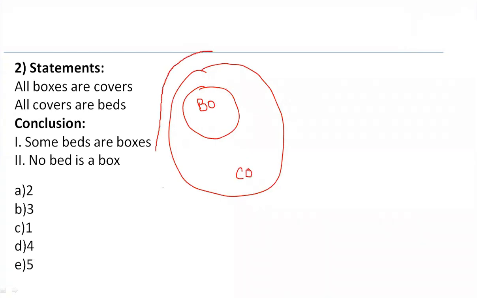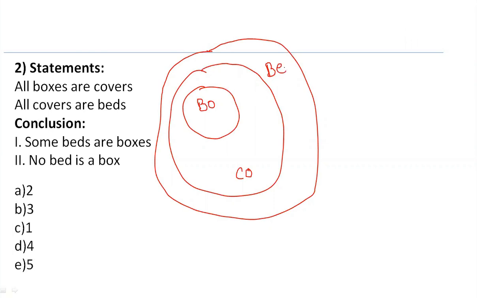Next, all the covers are beds. Already the cover circle is there, no need to draw one more cover circle. So all the covers are beds means the cover circle is completely inside the beds circle. Done. So the conclusions: some beds are boxes. Perfectly correct, right? All the boxes are beds.